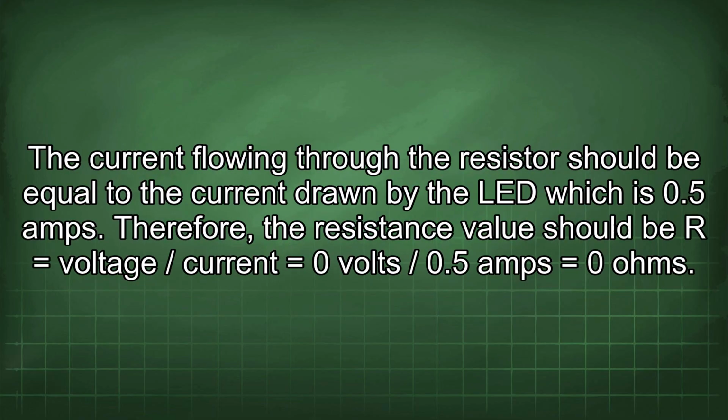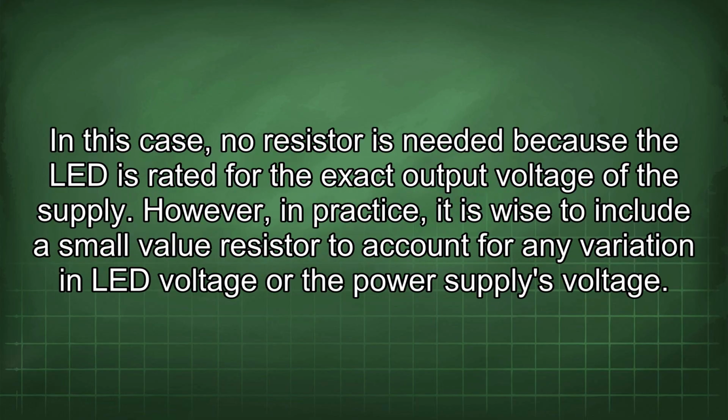The current flowing through the resistor should be equal to the current drawn by the LED, which is 0.5 amps. Therefore, the resistance value should be R equals voltage divided by current equals 0 volts divided by 0.5 amps equals 0 ohms. In this case, no resistor is needed because the LED is rated for the exact output voltage of the supply. However, in practice, it is wise to include a small value resistor to account for any variation in LED voltage or the power supply's voltage.